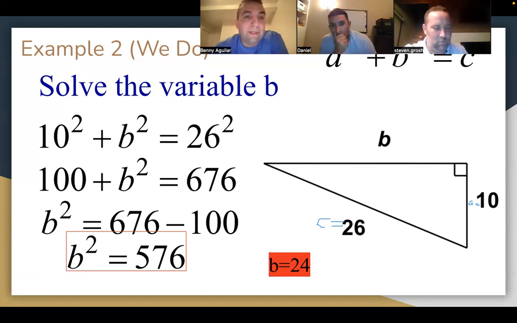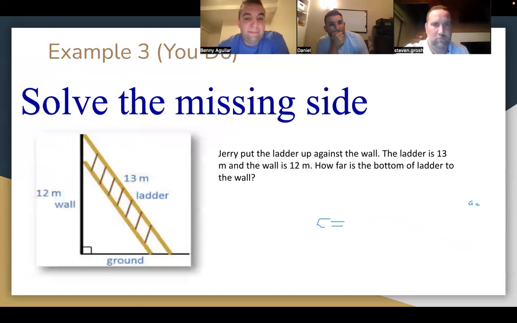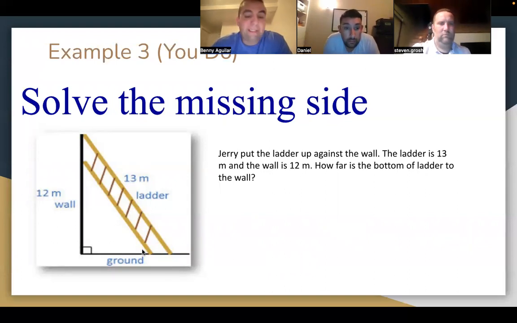Now I'll give you guys a few minutes to do the I do. The I do is for you guys to do. So go ahead. I want Daniel to go ahead and read the word problem. All right, solve the missing side. Jerry put the ladder up against the wall. The ladder is 13 meters and the wall is 12 meters. How far is the bottom of the ladder from the wall? Which is the ground. So go ahead, guys. Try to figure it out on your own.